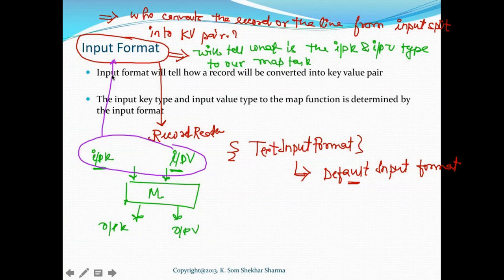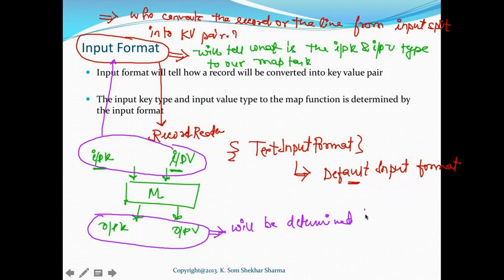Right? So the first thing you need to understand is that whenever you write a MapReduce job, you need to decide what input format you are going to use. That's the first thing, because the input format will tell you what input key and input value type will be given to your map function. And the output key and the output value will be determined by the developer. That means you, because that's the logic you are going to write.